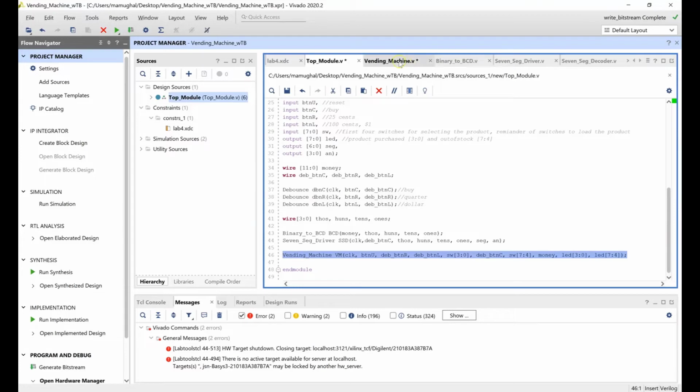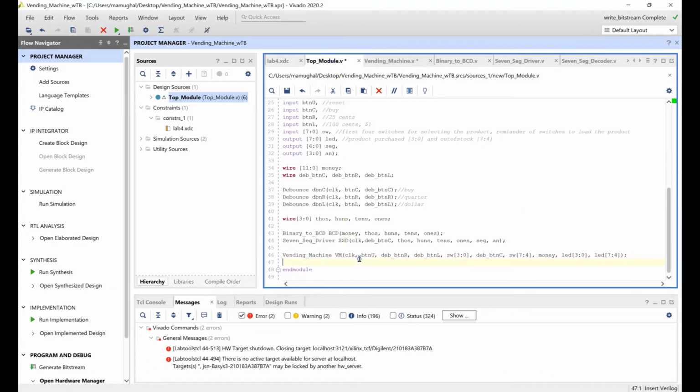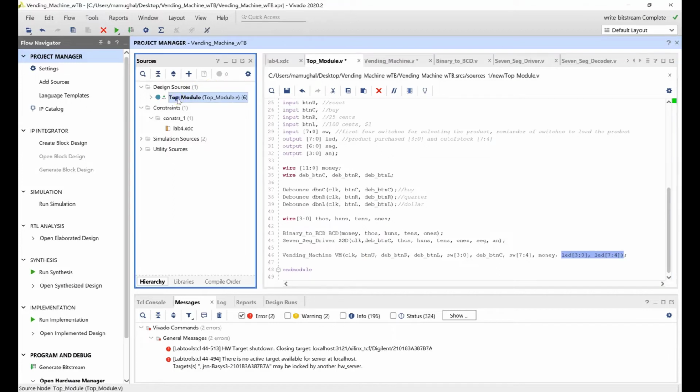Vending machine, if you recall, we started off with clock, reset, quarter, dollar, and that's what we have. Clock, up button is the reset button, this is the quarter button, this is the dollar button, this is the selection of the product, this is the buy button, this is for the load, this is for the money, and then we have the 8 LEDs that represent the product and out of stock, right? So this is your top module right here.